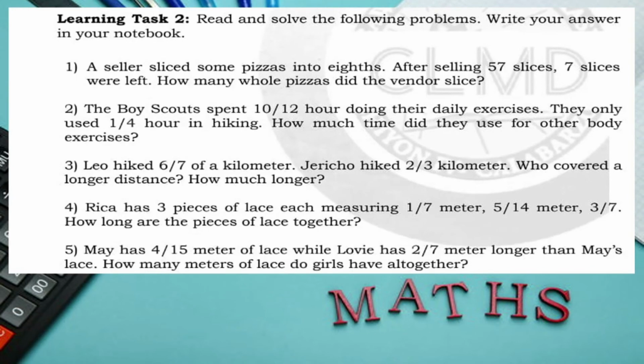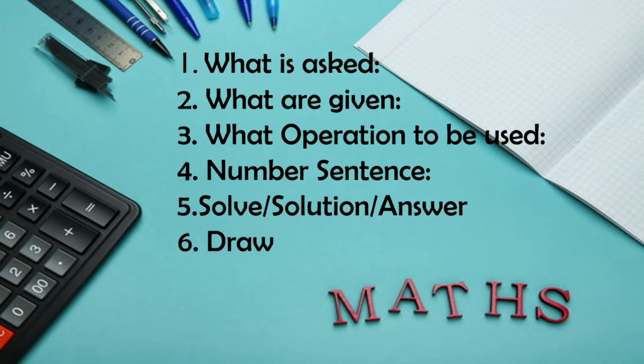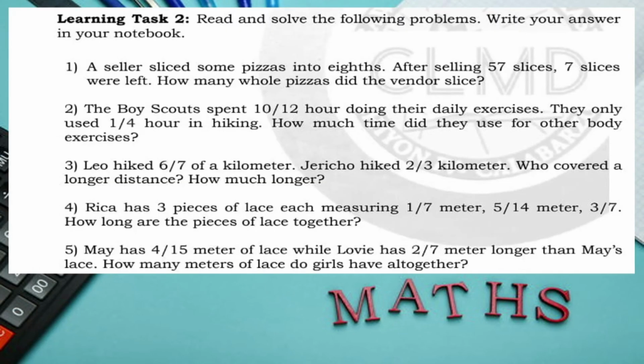Okay. Then, ayan. Learning task number 2. So, yung learning task number 1, the same lang din. Gagamit kayo ng what is asked, what are given, what operation to be used, number sentence, solve, solution, or the answer, and then draw. Okay, so dito sa learning task number 2, read and solve the following problems. Write your answer in your notebook or in your paper. So gagamit kayo ng bond paper or tablet.